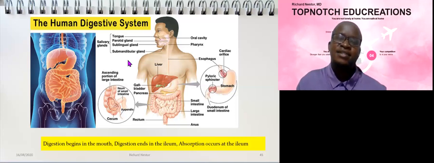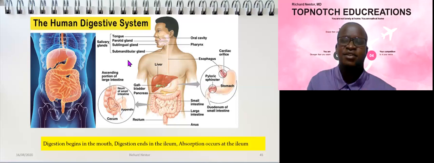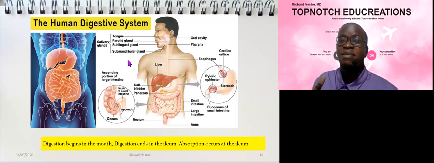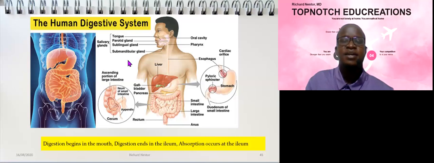We also have accessory organs, organs which are also associated with the digestive system, but play critical roles in the digestion process, even though they also play other roles. And the main ones are the liver and the pancreas. These two organs play critical roles in digestion.